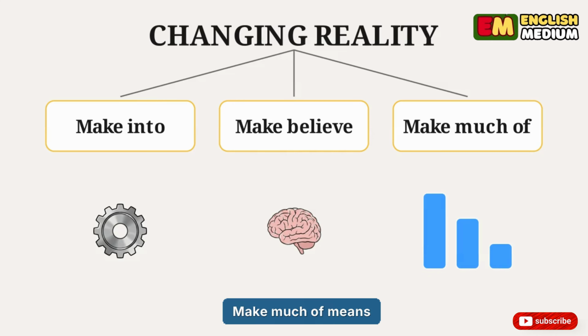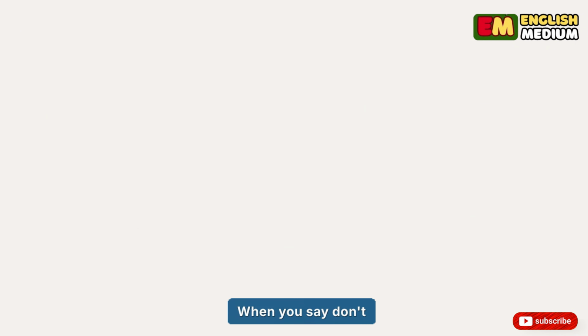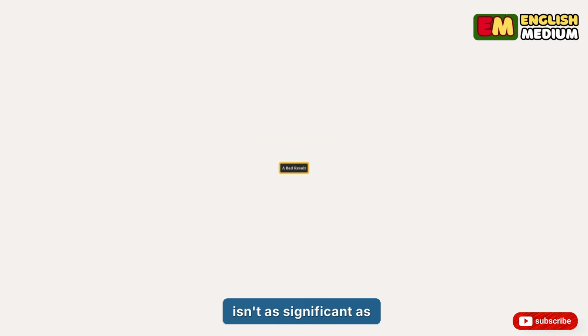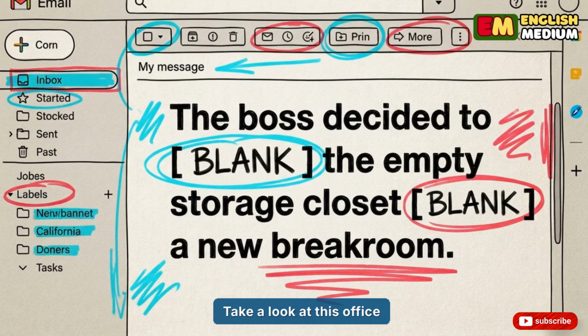Make much of means treating something as highly important. You will often hear it used in the negative for downplaying a setback. When you say, "Don't make much of one bad result," you are telling someone the failure isn't as significant as it seems. Take a look at this office email.